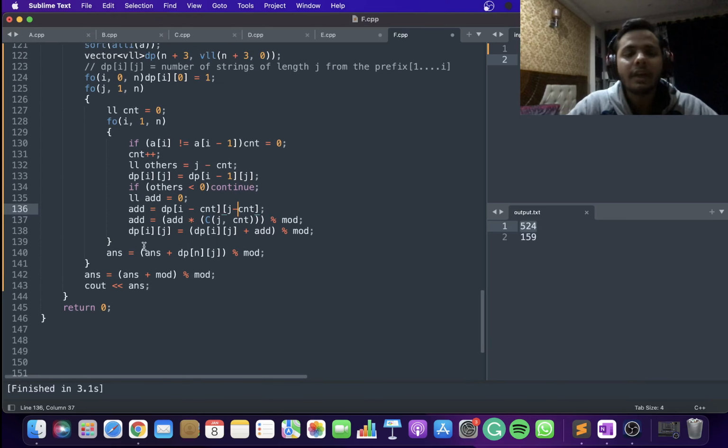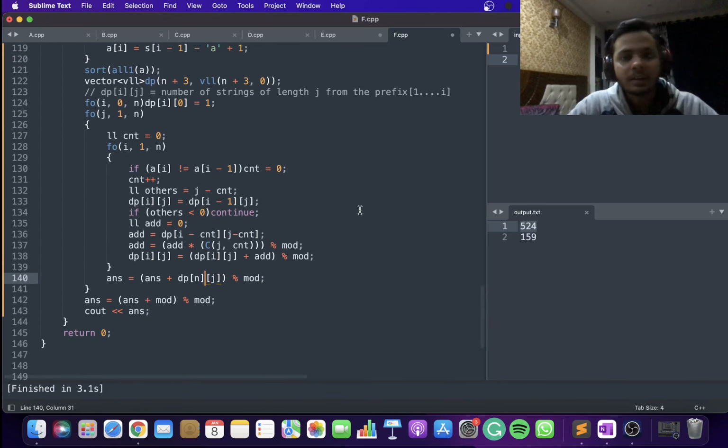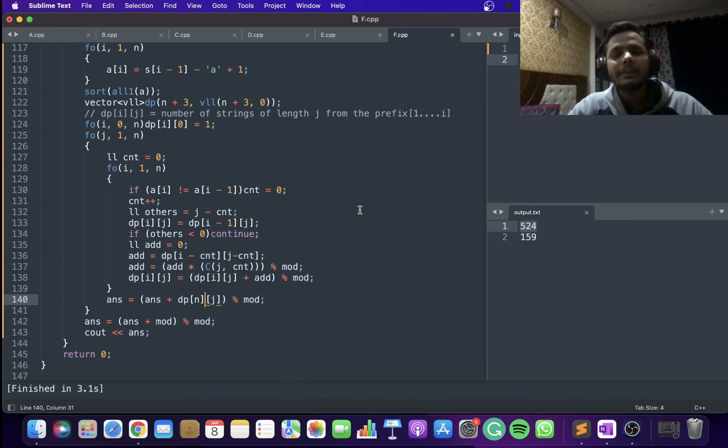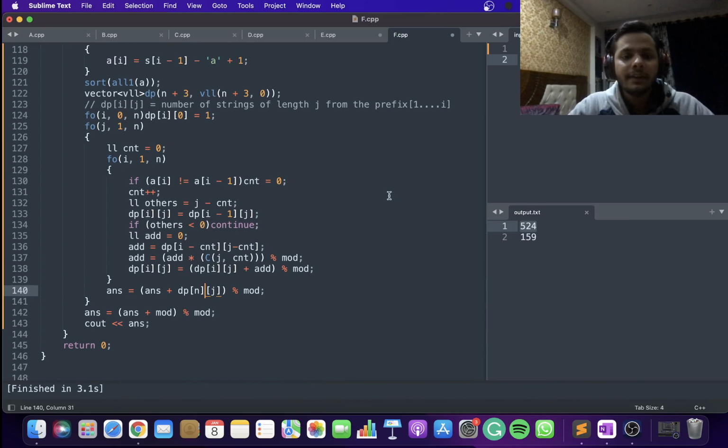And by doing that, every time I add dp of n comma j to the answer, and finally I will have the correct answer with me. So yeah, this basically completes the solution to problem F.